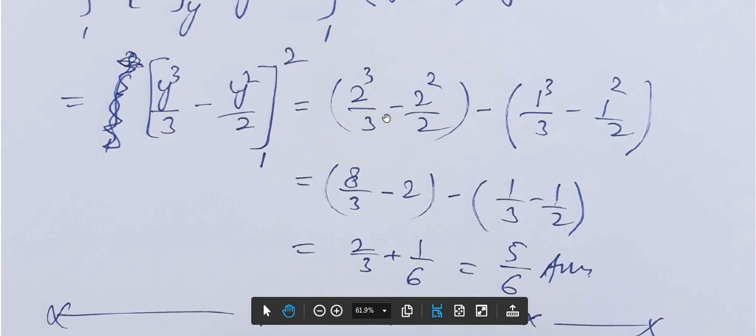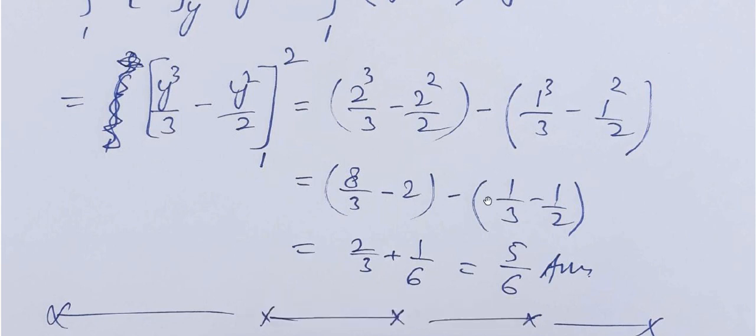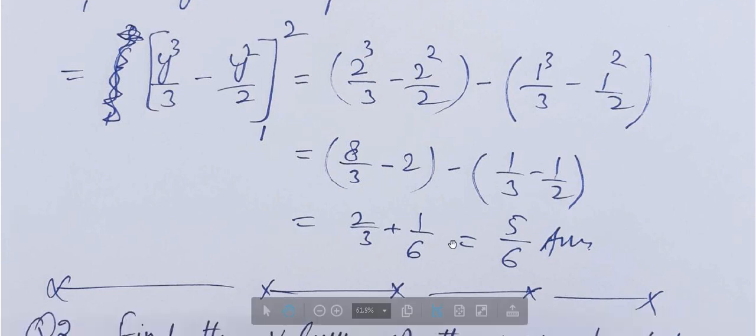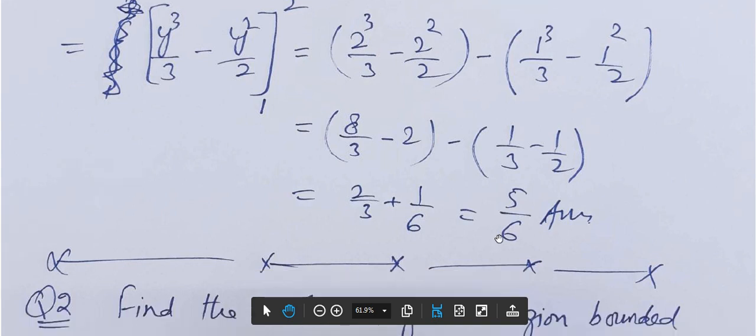So you can simplify this. 2 power 3 is 8, divided by 3, minus 2 power 2 is 4, 4 divided by 2 is 2, minus 1 power 3 is 1, so 1 by 3, minus 1 power 2 is 1, so 1 by 2. You can simplify this, so this will be 8 by 3 minus 2, which is 2 by 3. Because 3 into 2 is 6, so 8 minus 6 is 2, so 2 by 3 plus, if you simplify this, 1 by 6. You can solve with the calculator if you don't know how, but the answer will be 1 by 6. Then if you simplify this again, this will be 5 by 6. So this will be the answer.